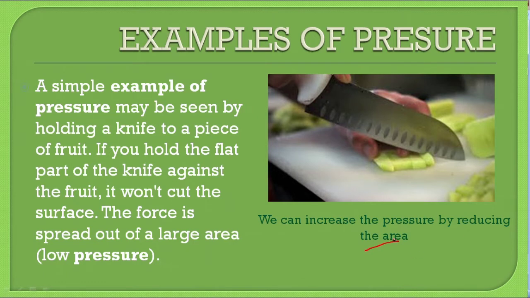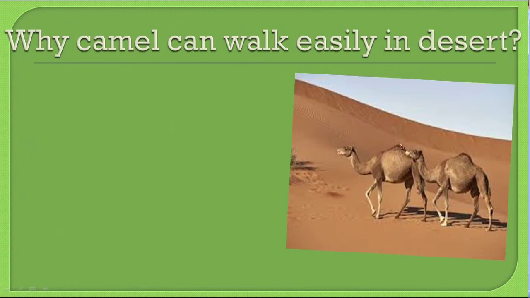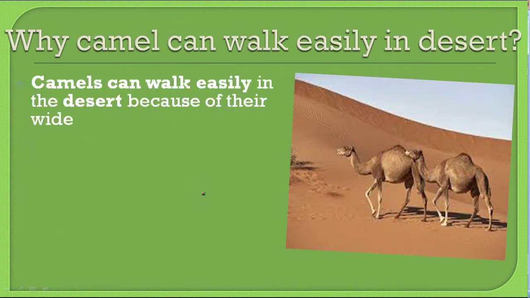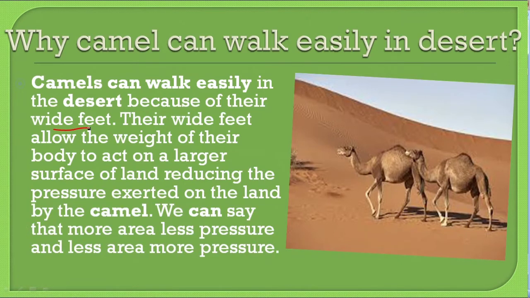Now we have another example: why can a camel walk easily in the desert? As you can see, the camel can walk easily in the desert because the camel has wide feet. Wide feet means more area, and more area means less pressure. Wide feet allow the weight of their body to act on a larger surface of land, reducing the pressure. So we can say more area, less pressure, and less area, more pressure. That's why the camel can walk easily in the desert, because they have wide feet. Now we have another.